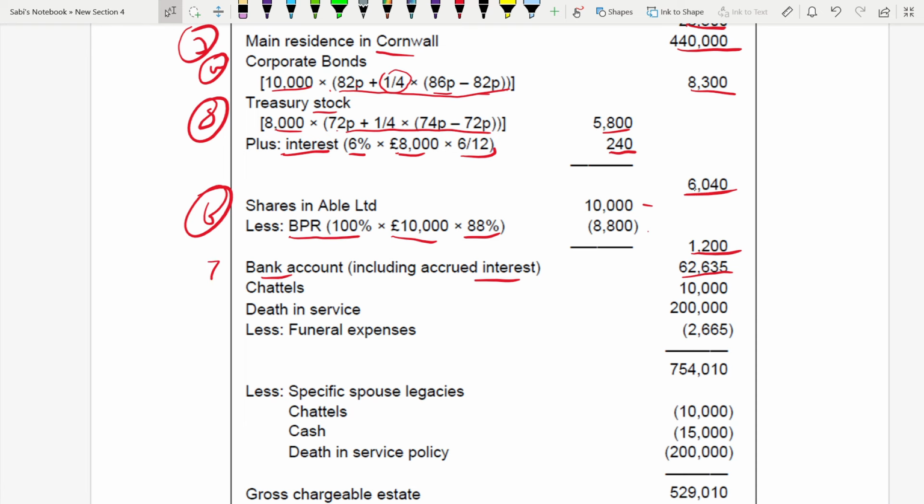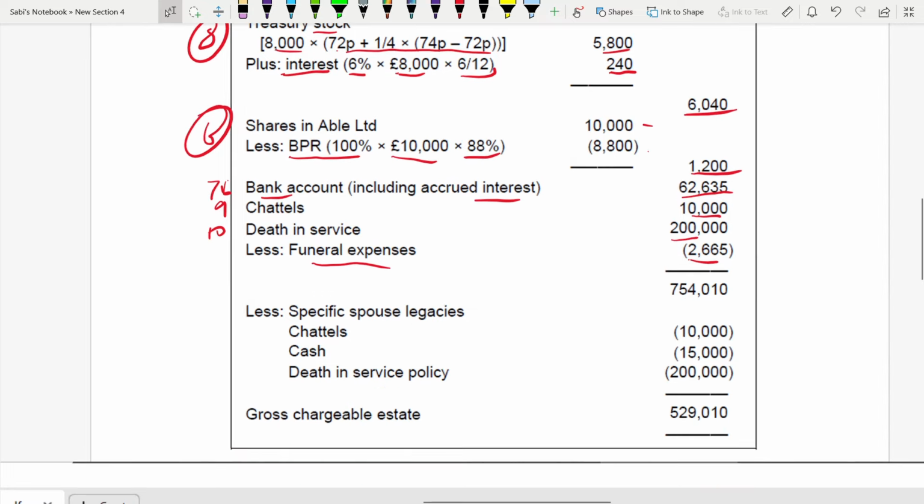Okay, so 7 and 8 is here, 9 is here, and 10 is here. Chattel as it is, death in service, and they have deducted funeral expenses, it is allowed, and you get this from here onwards. Now anything you are giving to political party, spouse, and charity are exempt, known as exempt legacy.